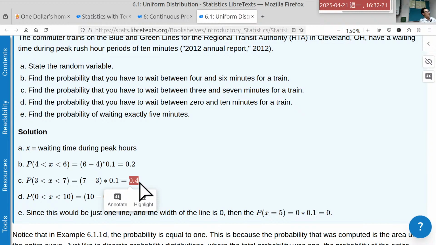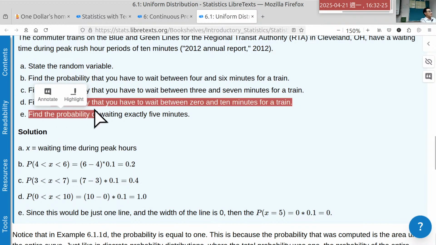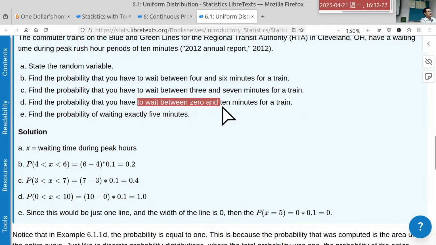That's it. Okay. Question D: find the probability that you have to wait between 0 and 10 minutes for a train. It's impossible to wait for 11 minutes, but it's very possible to wait for 1 minute, 2 minutes, 3 minutes, even 9 minutes. The probability is the same.